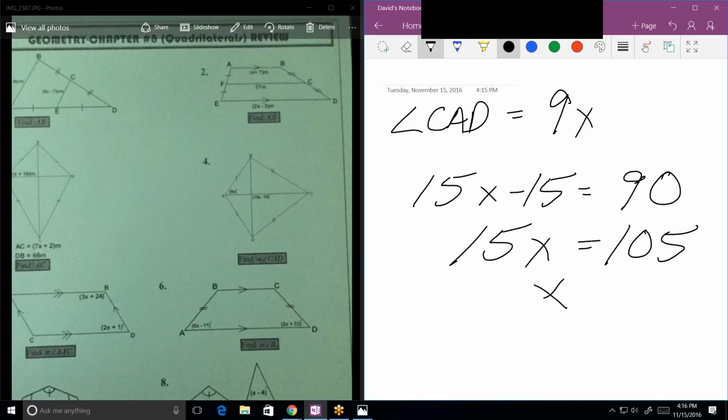X equals 21. Oh, I'm getting 9. 7. I'm getting 7. What? Oh, I didn't transfer the 1 down. I just said 5x equals 105. Okay. Yep, that makes sense. Times 7. And now you can solve. So 9 times 7. Yeah. So what's that angle CAD equal to? 63. Got it. Okay.